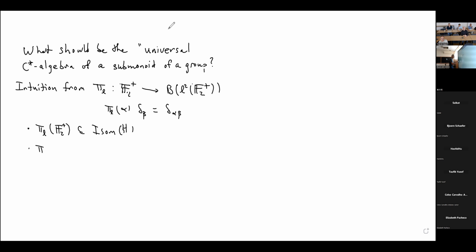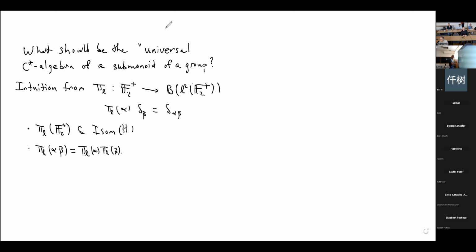So pi L of alpha beta is a composition, pi L of alpha composed with pi L of beta. Now, if we're looking at groups, we would have unitaries, homomorphisms, and that would be everything we want, right? So this universal C-star algebra will be universal for unitary representations of the group. But it turns out that for monoids, that's not enough.